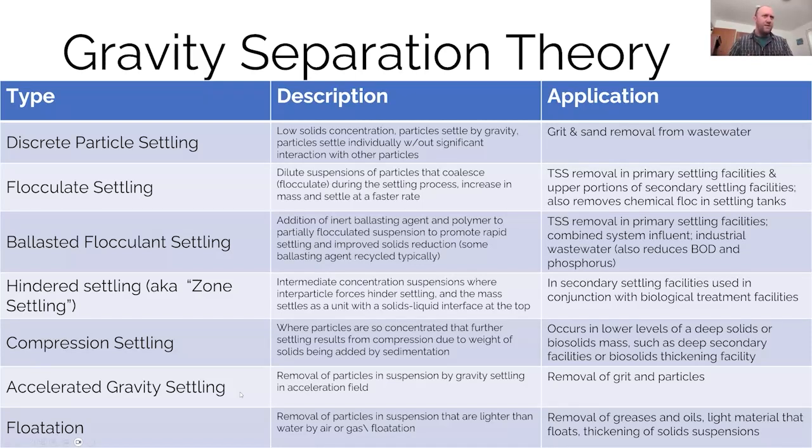Accelerated gravity settling, that's like that grit removal thing that James was talking about. So if air or something is used to help stuff be removed. And then lastly, flotation. That's when something goes up to the top, less dense than water.